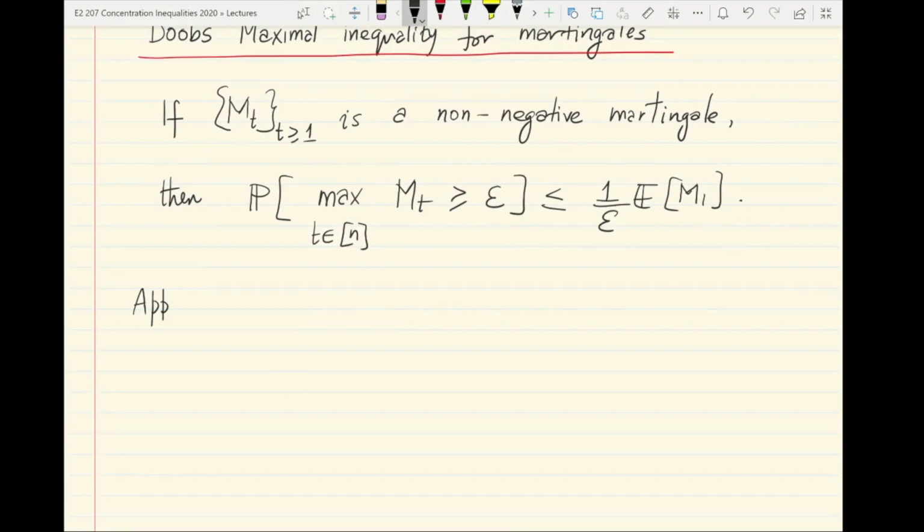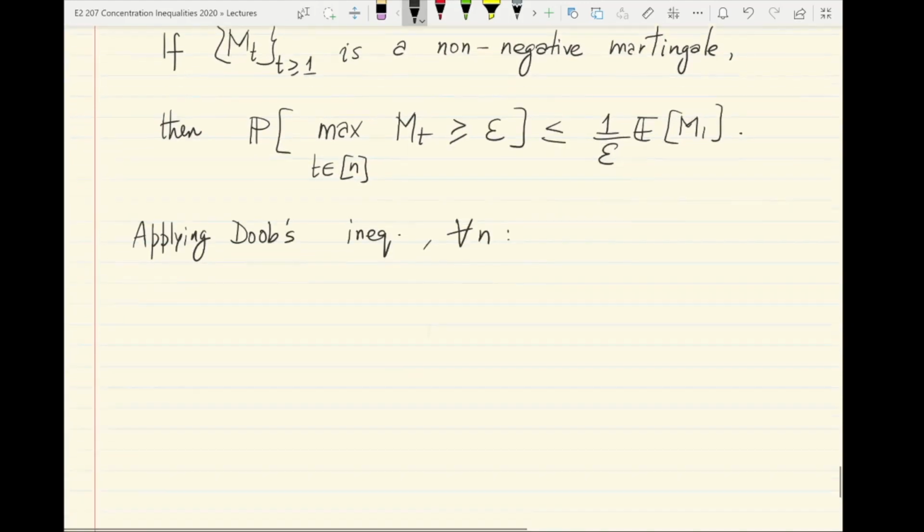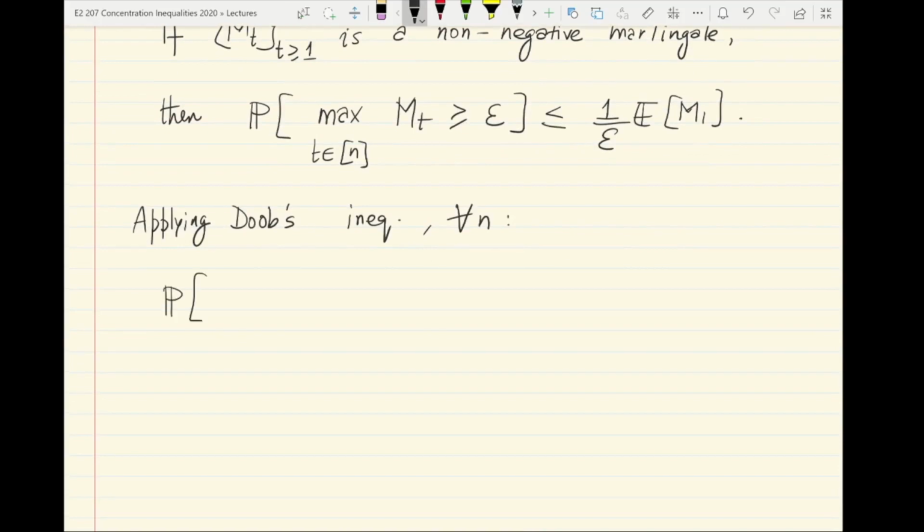So applying Doob's inequality, we get that for any natural number n, the probability that the max over t less than or equal to n of log mt exceeds log 1 by delta. Okay, so you can just exponentiate both sides and then you will get 1 over delta times the expected value of m1, which is 1. So you finally get delta.